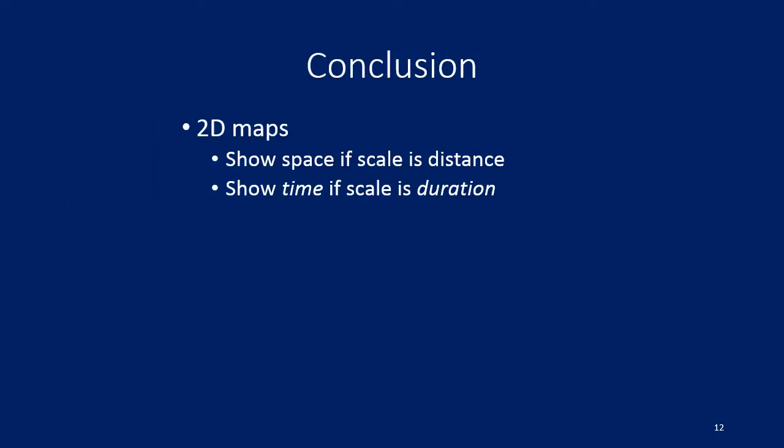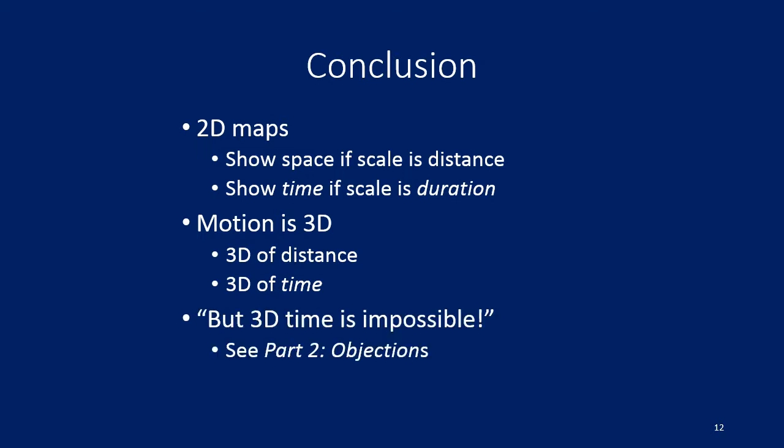In conclusion, we've shown some 2-dimensional maps, and these show space if the scale is in distance, and they show time if the scale is in duration. Now we know that motion is 3-dimensional, and that means it has 3 dimensions of distance. Well, it also has 3 dimensions of time. But 3-dimensional time is impossible, you may say.